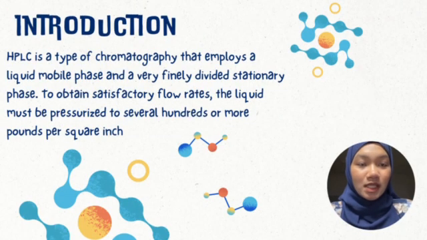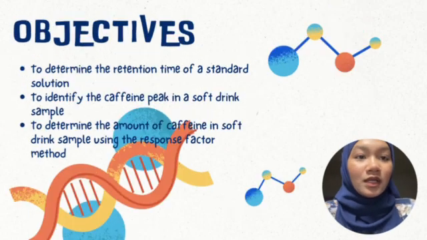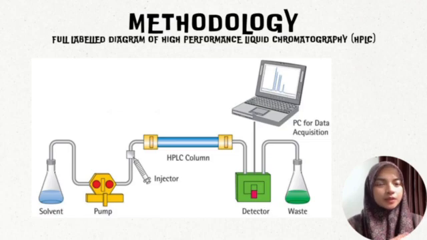What is HPLC? HPLC is a type of chromatography that employs a liquid mobile phase and a very finely divided stationary phase. To obtain satisfactory flow rates, the liquid must be pressurized to several hundreds or more pounds per square inch. The objectives of this method are to determine the retention time of a standard solution, to identify the caffeine peak in a soft drink sample, and to determine the amount of caffeine in the soft drink sample using the response factor method. We will go to the methodology.